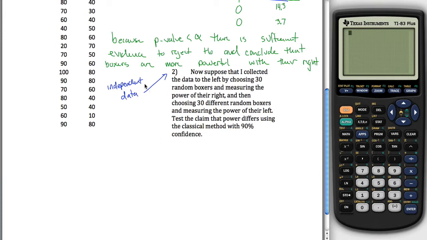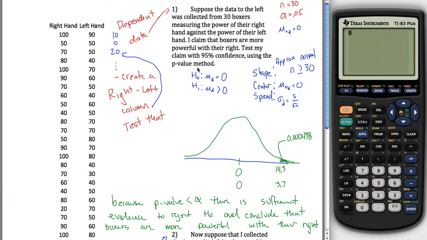I'm going to do a quick tutorial where we have two samples, but now it's independent samples. We're doing independent data here. And this time I'm going to use the classical method. I just finished an example where I used the p-value method when it was dependent data. So the same sets of data, except I pretended they were from something different up here.